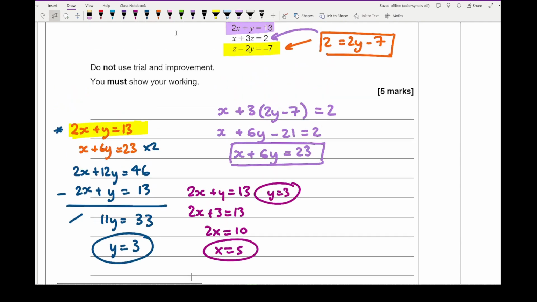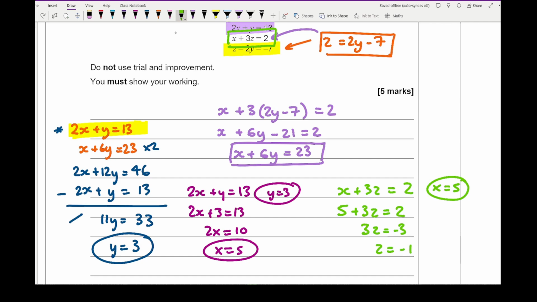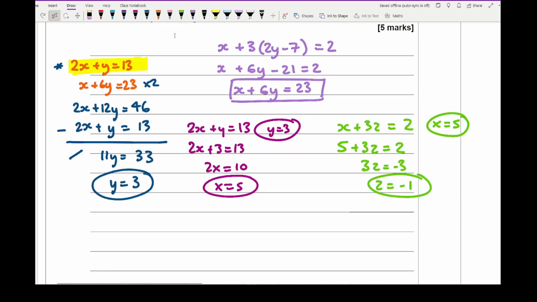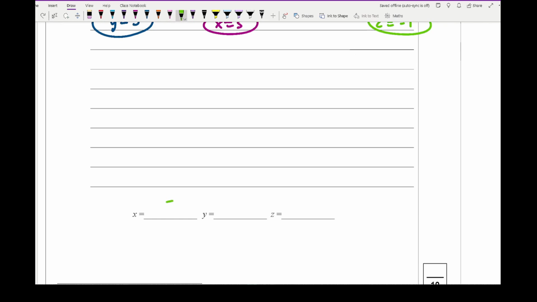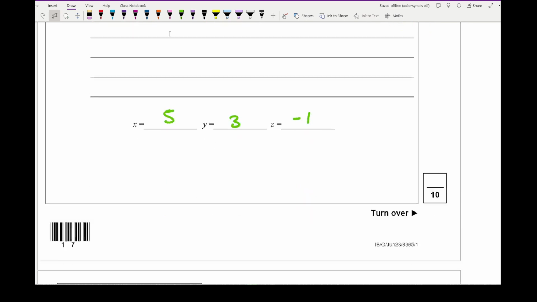Now I know the values of x and y, I can work with one of the other equations to work out what z is. If I take this equation here, x plus 3z equals 2, I know that x equals 5, so that becomes 5 plus 3z equals 2. 3z is going to equal minus 3, so z equals minus 1. And there gives me my three values: x equals 5, y equals 3, and z equals minus 1.